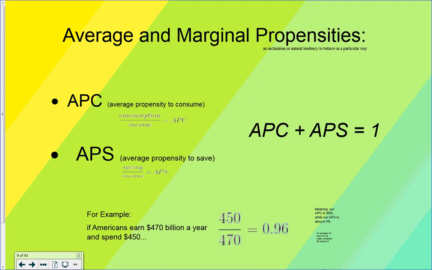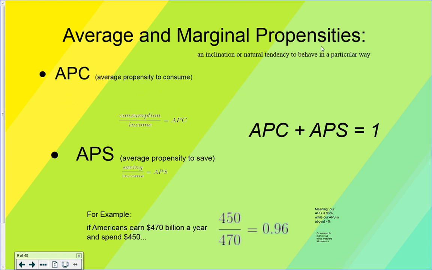An inclination or natural tendency to behave in a particular way. Yes. It is your propensity to either be a jerk or be nice. It's your inclination to behave in a particular way. But we're talking about how people spend or save. So we're talking about the idea of spending and saving today. We're not all the way across, just that one column.